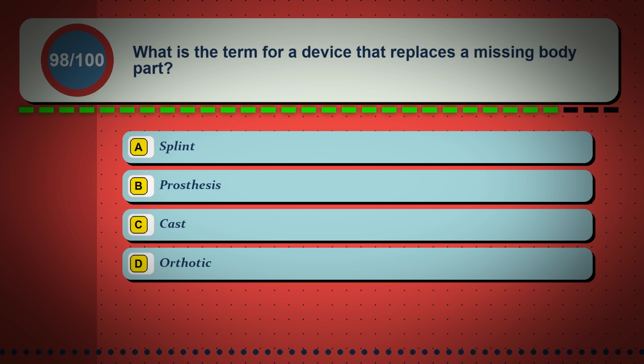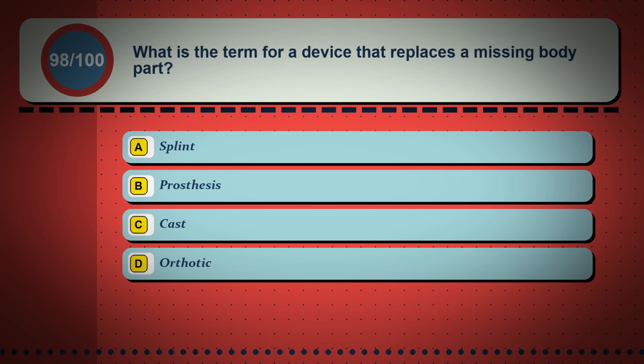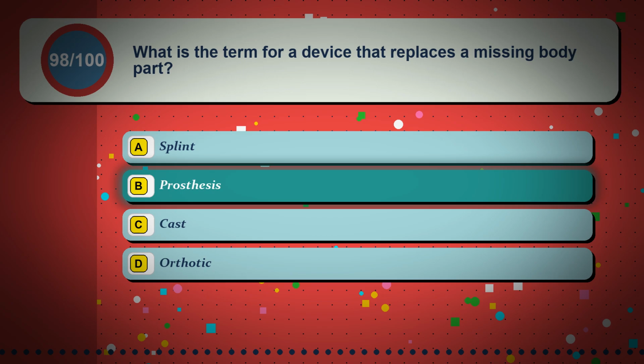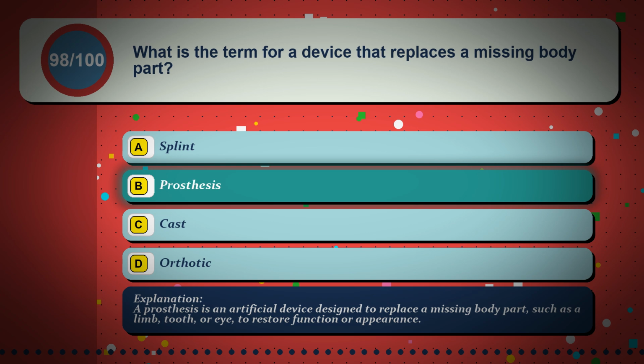Question 98. What is the term for a device that replaces a missing body part? Option A, a splint. Option B, prosthesis. Option C, cast. Option D, orthotic. The correct answer is option B, prosthesis. A prosthesis is an artificial device designed to replace a missing body part, such as a limb, tooth, or eye, to restore function or appearance.